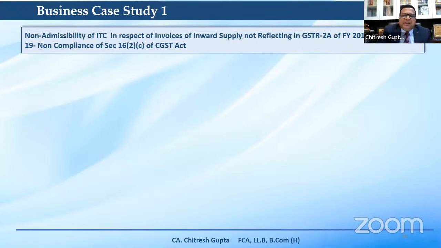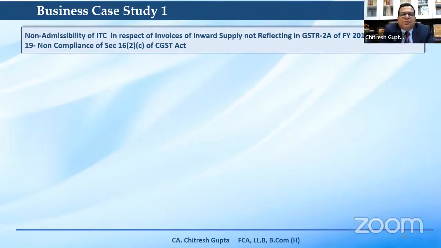So sir, what is happening? The department is generally allowing the credit to the recipient, to the taxpayer, based on the details of inward supply which are reflecting in GSTR 2A. So the department people are insisting that if the credit is not reflected in your GSTR 2A, in that case, they are going to disallow it and they will not allow that credit to you.